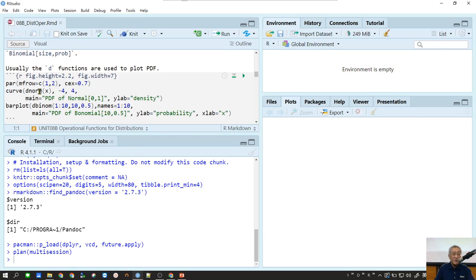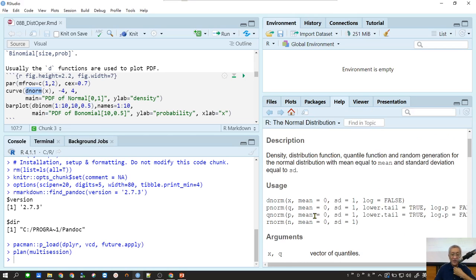Okay, see, dnorm, we can press F1 to see its online help. As you can see, for normal distribution there are four functions, right? And within each function there are arguments. This is the average, and this is the standard deviation, okay? It actually has default values, 0 and 1.